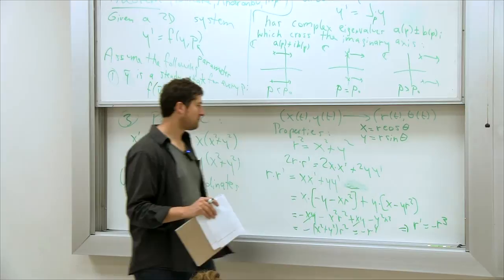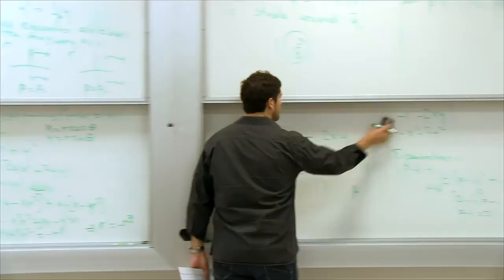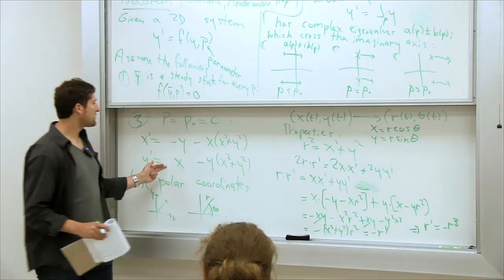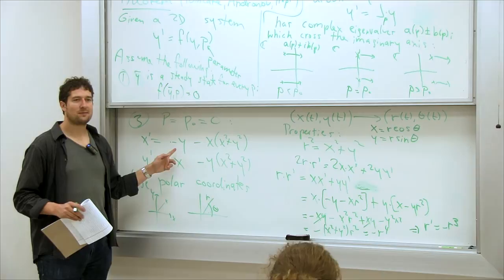OK, great. So if we wrote down the differential equation in terms of r and theta, then the equation for r prime would be this. It's a very, very simple equation, right? It doesn't even depend on theta. It's something like a two-dimensional system where the equation for x prime doesn't have any y's. Well, it's practically a one-dimensional system, right?